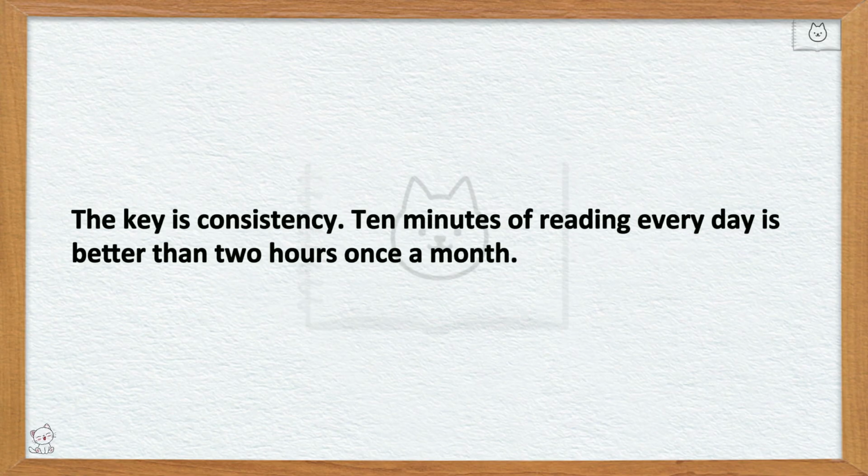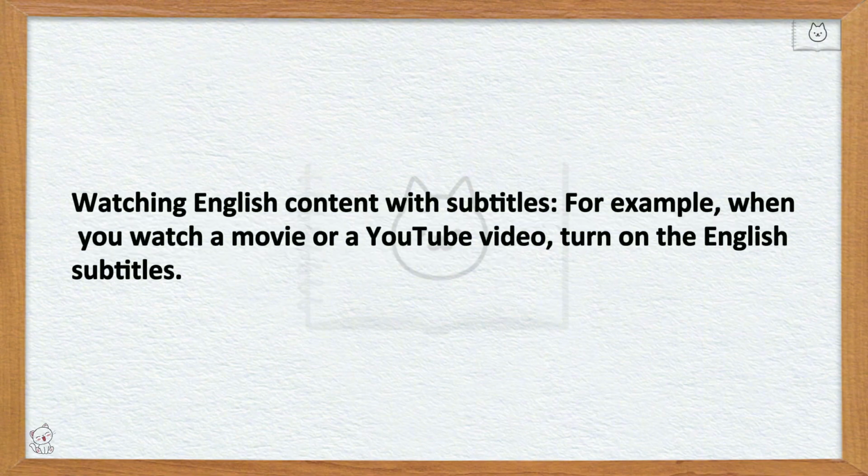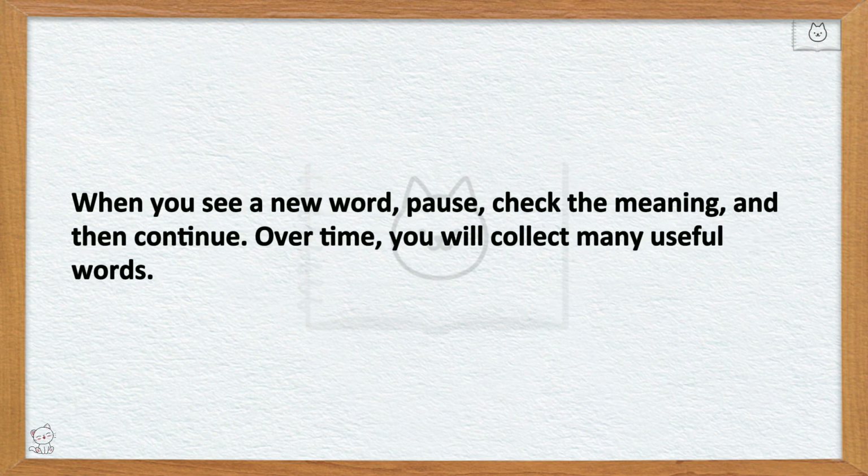The key is consistency. 10 minutes of reading every day is better than 2 hours once a month. Watching English content with subtitles. For example, when you watch a movie or a YouTube video, turn on the English subtitles. When you see a new word, pause, check the meaning, and then continue. Over time, you will collect many useful words.